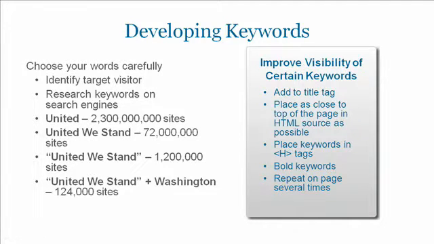And here are some quick tips for developing keywords. Also, I've shown here an example of researching keywords on search engines, and you can see how the number of sites changes depending on how the keyword search is executed. This indicates that it would be important for me to use United We Stand and Washington together frequently in the site so that I am at least in a shorter list of one of 124,000 sites rather than one out of over 2 billion sites with just United. So I may want to go back to step 2 now and change my site title to United We Stand Washington.